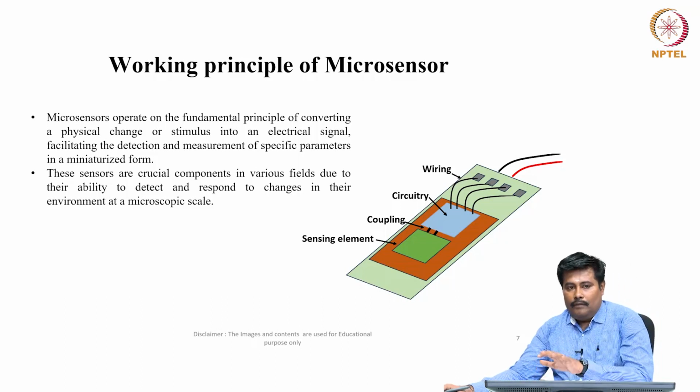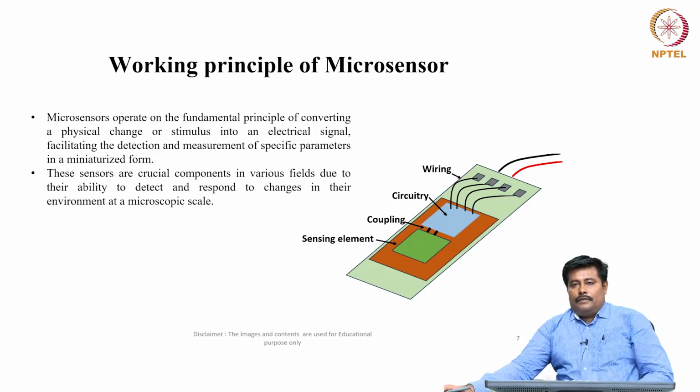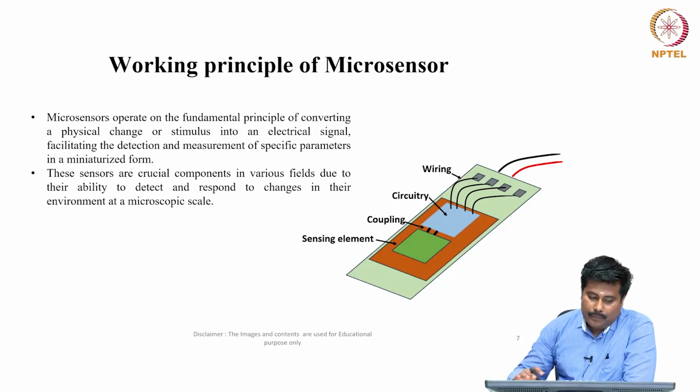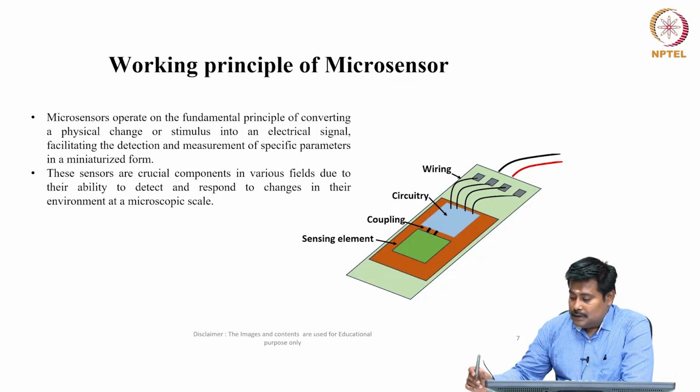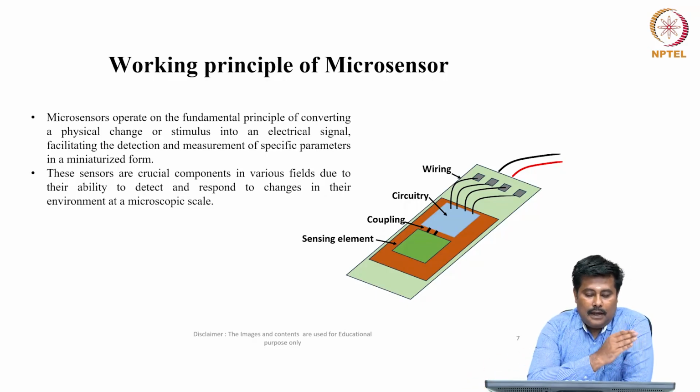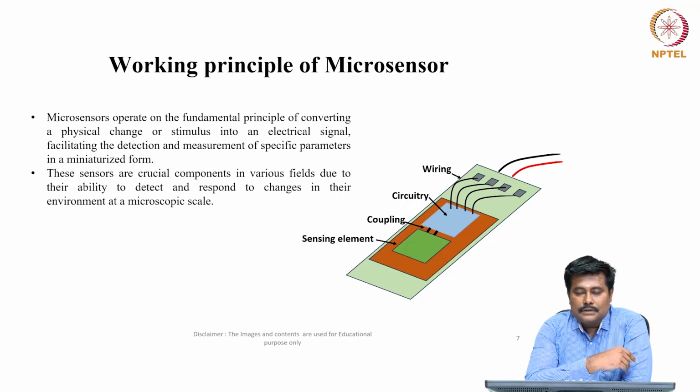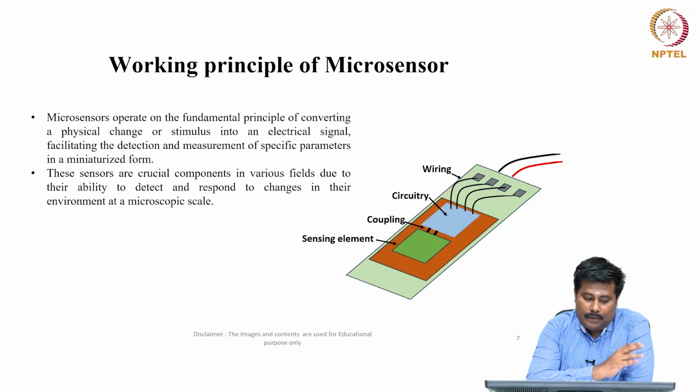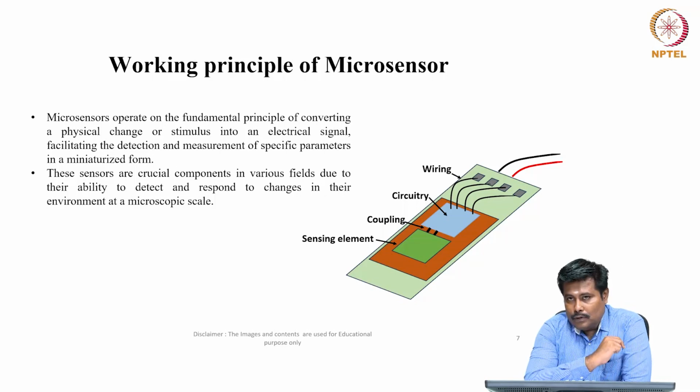Now, when we see the overall working of these microsensors, let us take a simple example. Microsensors operate on the fundamental principle of converting a physical change or stimulus into an electrical signal, facilitating detection and measurement of specific parameters in miniaturized form. These sensors are crucial components in various fields due to their ability to detect and respond to changes in their environment at a macroscopic scale.